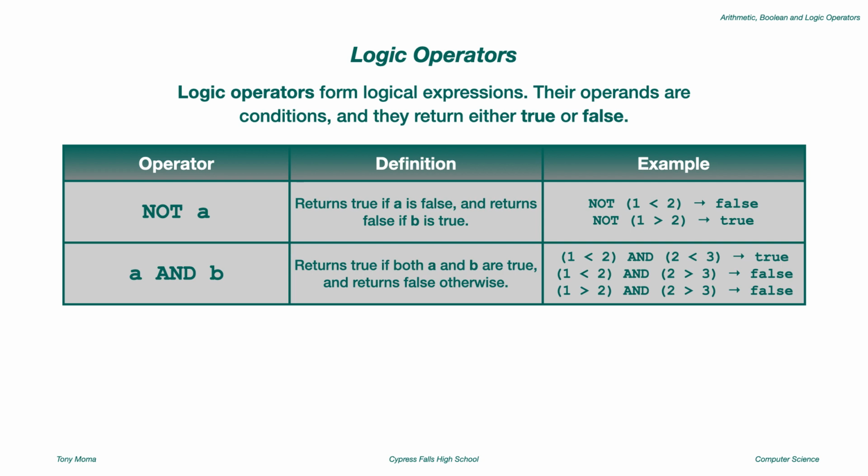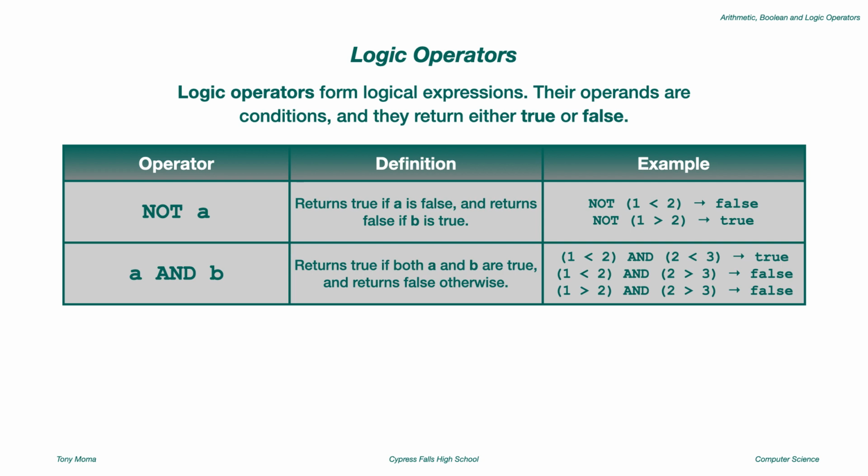Next is the AND operator, which returns true if both A and B are true and returns false otherwise. For example, in the first line, both the left and the right conditions are true statements. Thus, the entire logical expression evaluates to true. However, in the second example, only the left expression is true, while the right expression is false. Since AND requires both operands to be true in order for the entire expression to be true, the second example will evaluate to false.